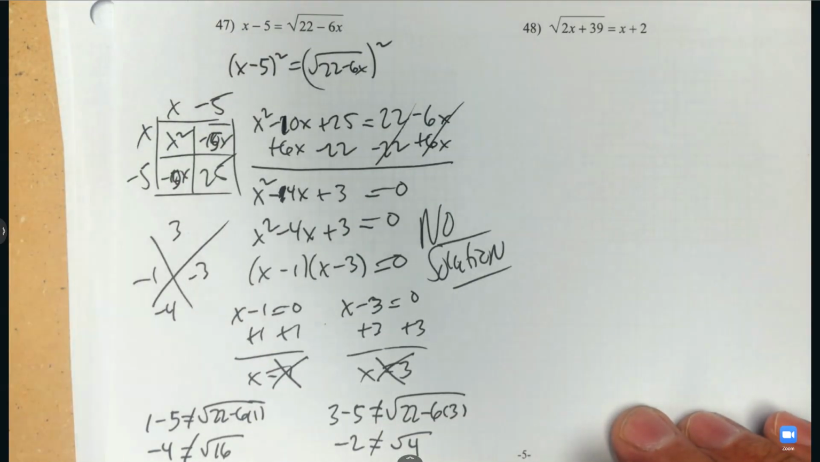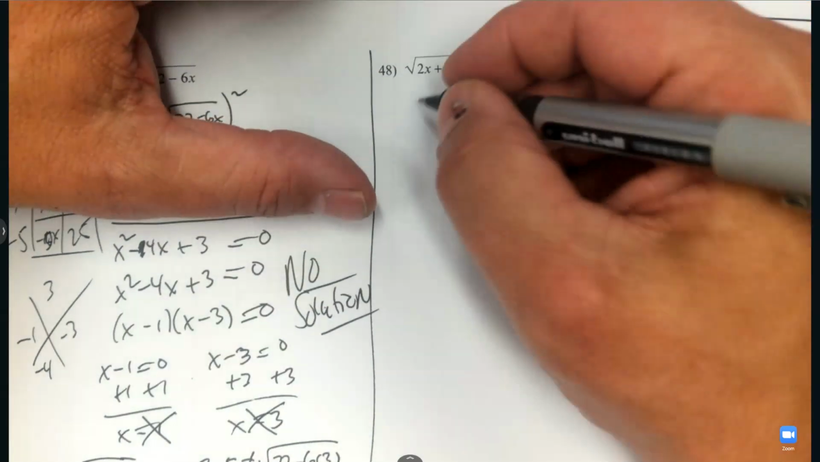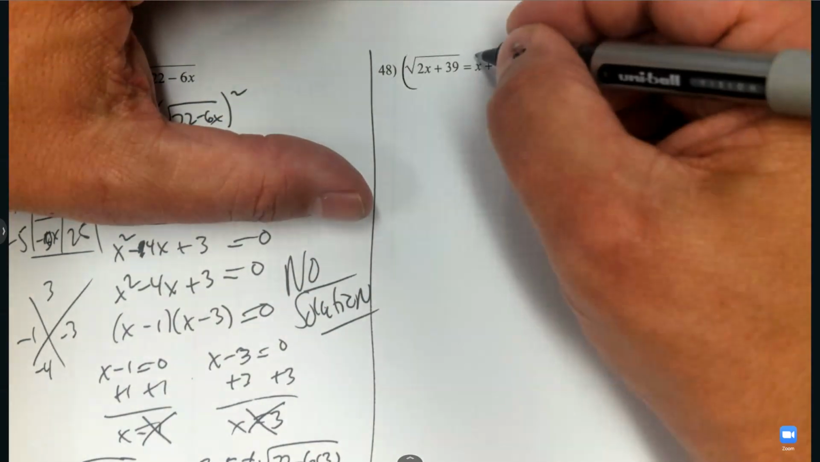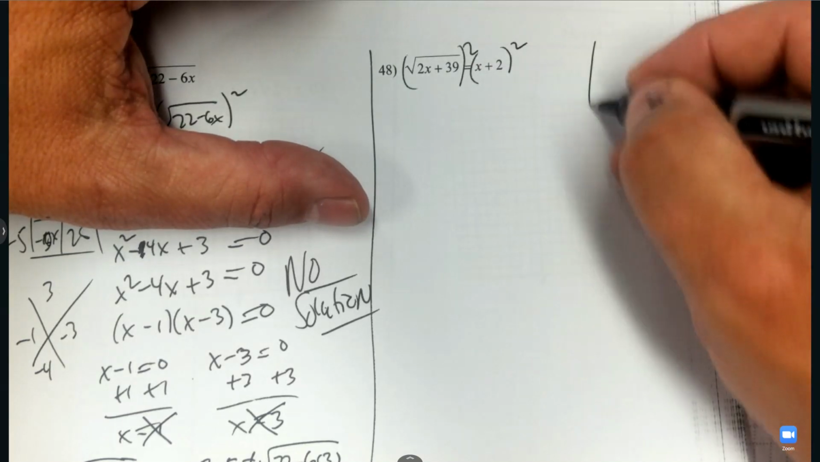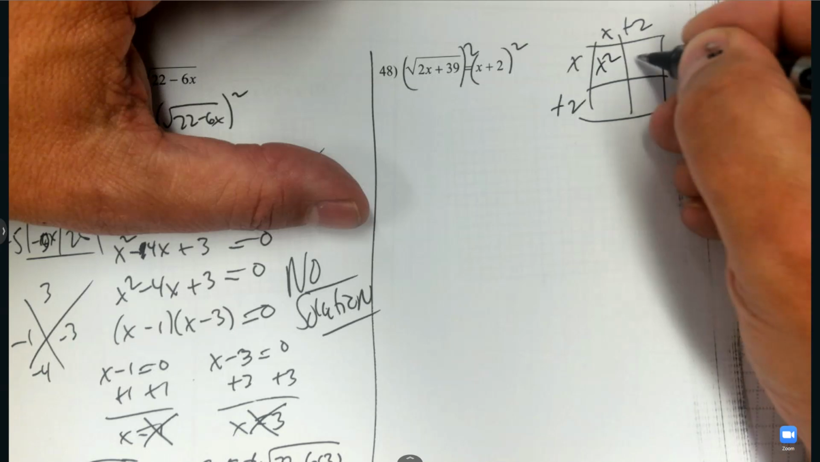So you could have one solution, two solutions, or no solutions. All right, let's try this one more time. 48, last one. So we're going to square. When I square both sides, I got to FOIL this. That's x plus 2 and x plus 2. Multiply it out.